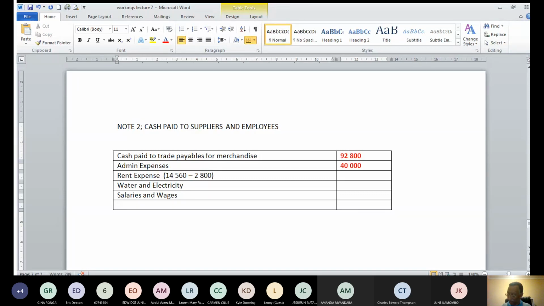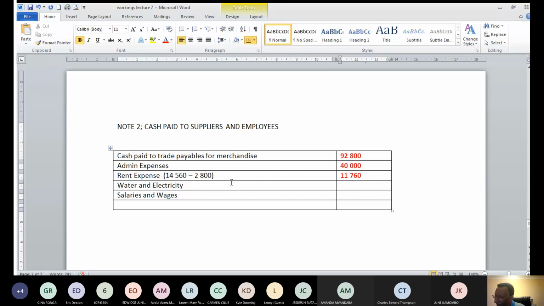So if you want to calculate how much did you actually pay for rental for the year, the cash outflow is an amount of 11,760. That is the only amount that was paid.